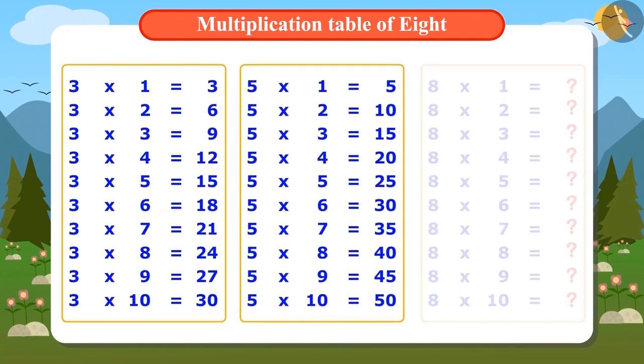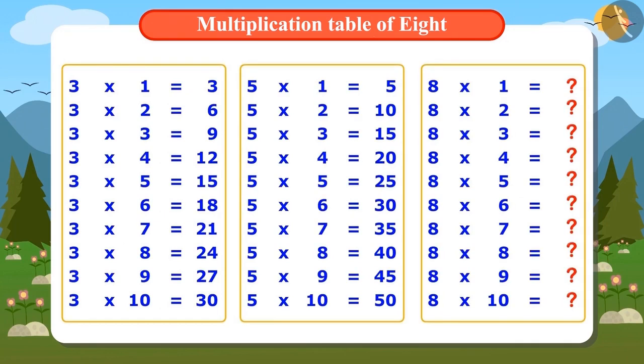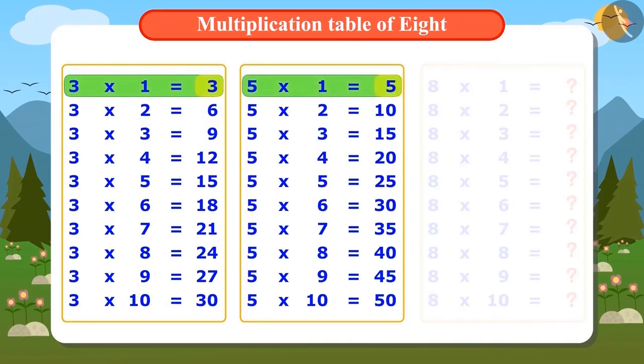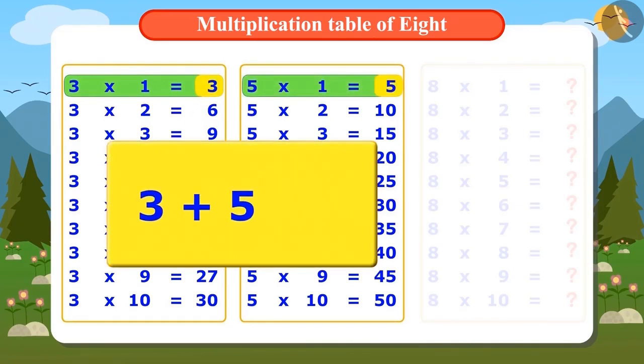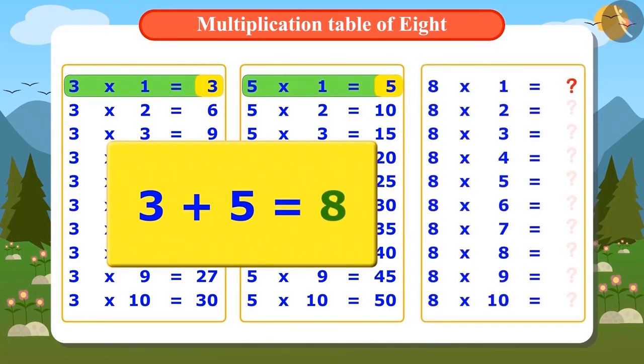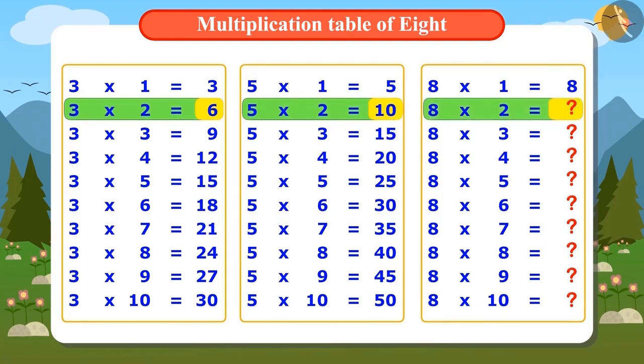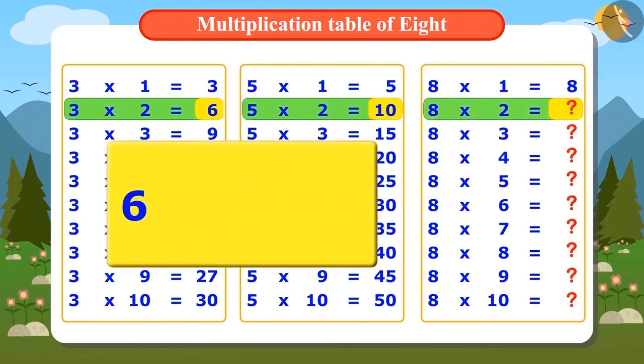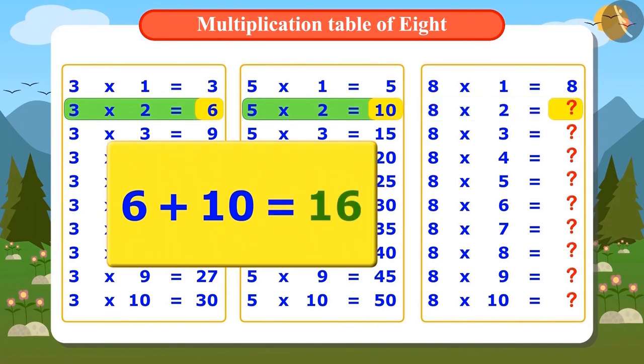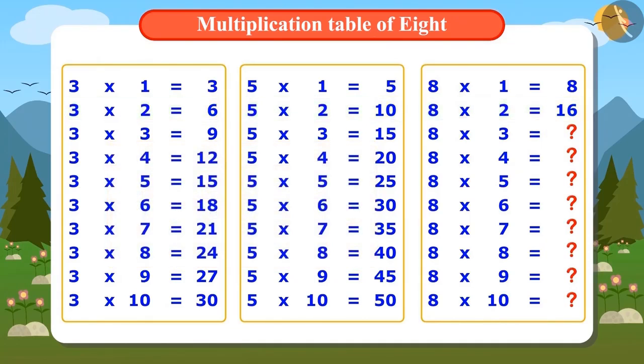I can find the table of 8 with the help of multiplication tables of 3 and 5. When we add the first number of multiplication tables of 3 and 5, we get 8, which is the first number of multiplication table of 8. Similarly, we can find the second number of the multiplication table of 8 by adding the second number of the multiplication table of 3, which is 6, and the second number of the multiplication table of 5, which is 10. Now, when we add 6 and 10, we get 16. That would mean 2 times 8 is 16.